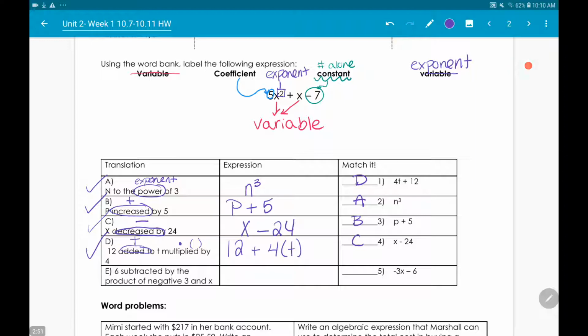Okay, next one. 6 subtracted by the product of -3 and x. So the product of -3 and x, this is actually incorrect. So 6 subtracted by the product, which means multiplication, of -3 times x.